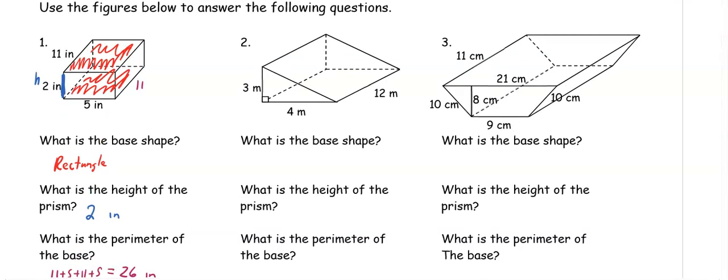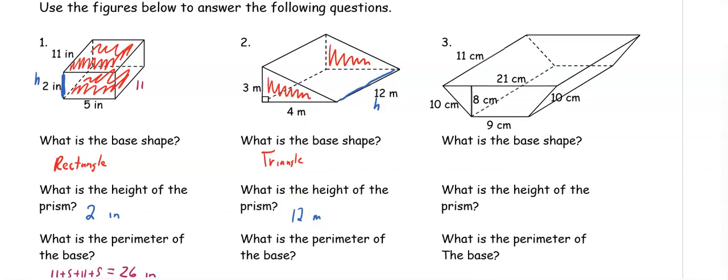In number two, when we look at our figure, the two shapes that are the same are going to be these triangles. So our base shape is going to be a triangle. The height then is going to be the distance between the two bases. So our height here is going to be 12 meters.